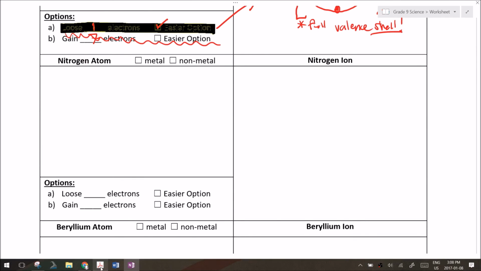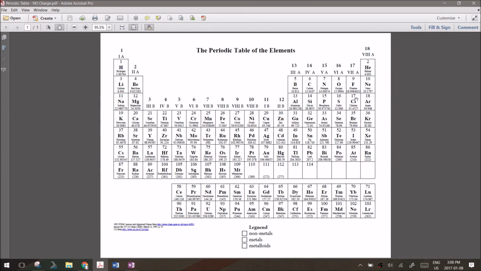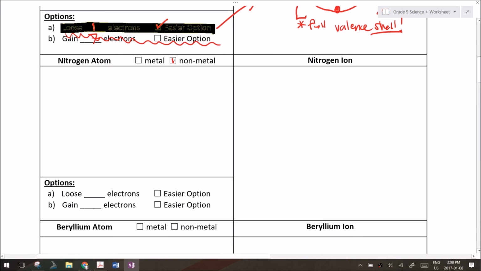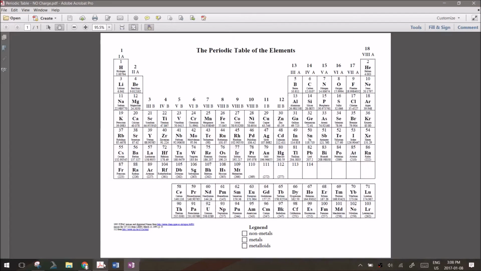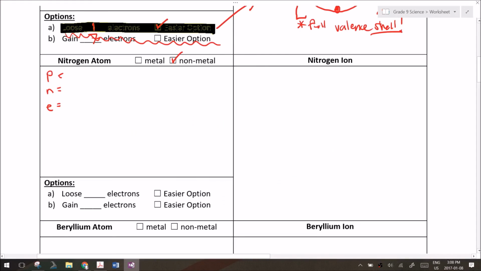So nitrogen is the next one. We pull the nitrogen up on our periodic table. It's on the right side over here, so we know that it is a non-metal. Let's figure out the number of protons, neutrons, and electrons. Our protons are the atomic number, so we have 7 protons. Number of neutrons will be the atomic mass minus the atomic number, so 14, take away 7. Oops, I put that in the wrong spot. And our number of electrons is the same as the number of protons.